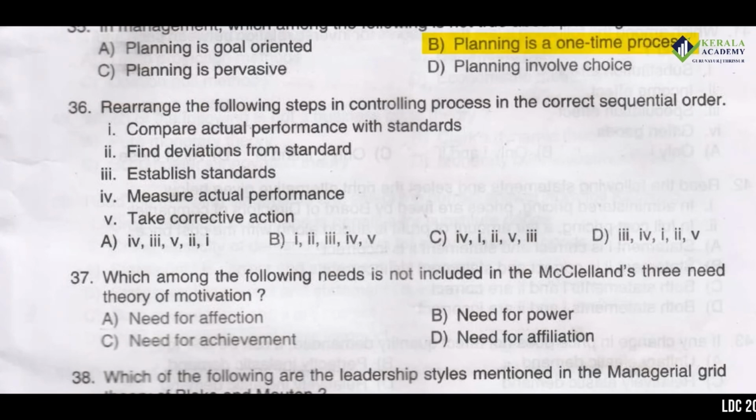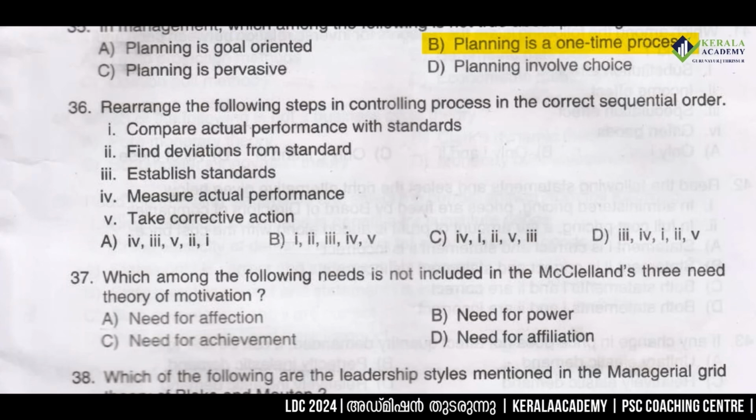Rearrange the following steps in controlling process in the correct sequential order. 1. Compare actual performance with standards. 2. Find deviations from standard. 3. Establish standards. 4. Measure actual performance. 5. Take corrective action.